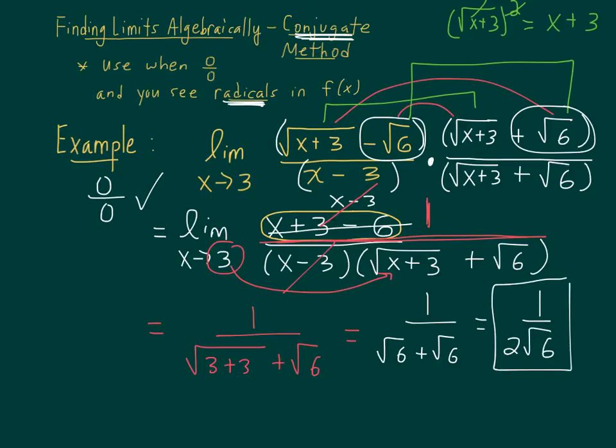So that's multiplying by the conjugate. Again, you want to use this technique anytime you see radicals in the problem, and it's only going to be applicable when you see 0 over 0. So make sure you see that first step.